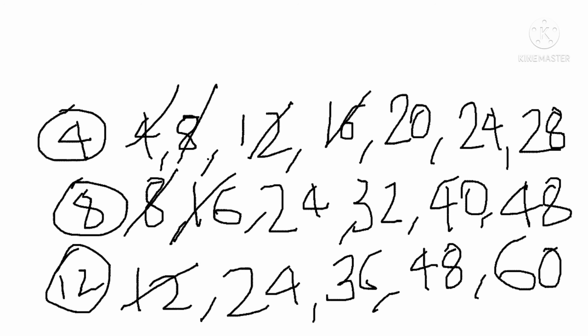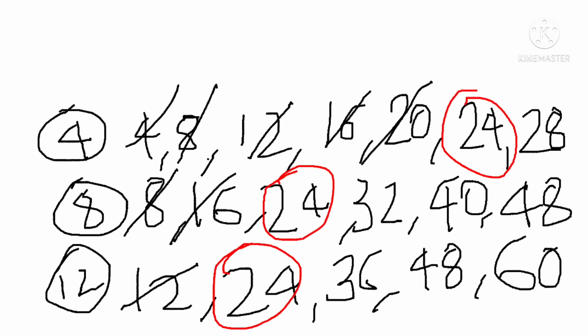20 doesn't occur anywhere except 4, so let's cross 20 out. 24 is next and it occurs in all of the sets. The other multiples lower than that were all crossed out, and 24 occurs everywhere. So we count 24 as the lowest common multiple. So it is not 72 after all. It is 24, the real answer.